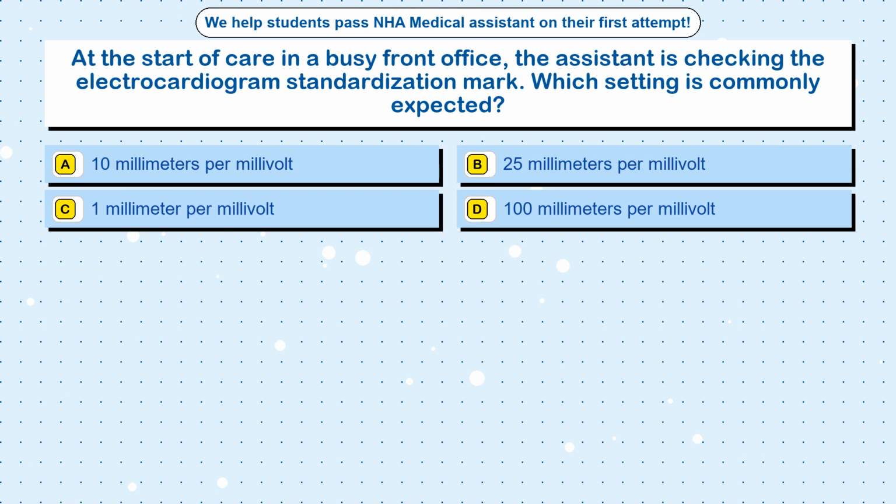Question 21. At the start of care in a busy front office, the assistant is checking the electrocardiogram standardization mark. Which setting is commonly expected? Option A. 10 mm per millivolt. Option B. 25 mm per millivolt. Option C. 1 mm per millivolt. Option D. 100 mm per millivolt.